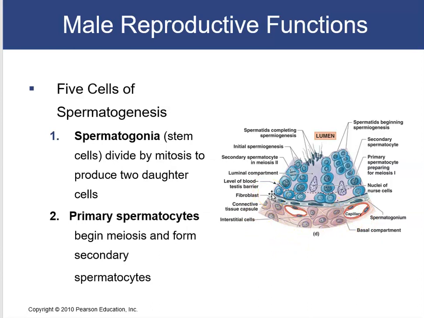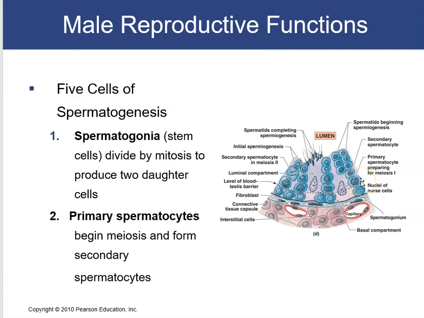These are the stem cells that are going to give rise to the sperm. They divide by mitosis to produce two daughter cells. And these cells retain the ability to constantly divide by mitosis, to continually produce new cells throughout the life cycle of a male. So the spermatogonia undergo mitosis, producing two daughter cells. One of those daughter cells remains at the level of the spermatogonia, so it can continue to divide. The other one moves up a level and becomes a primary spermatocyte.